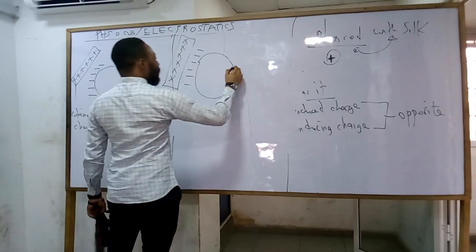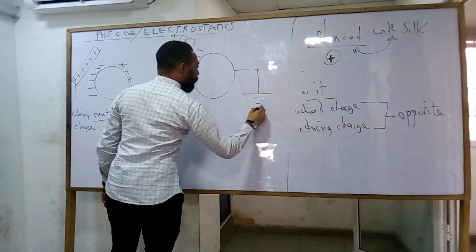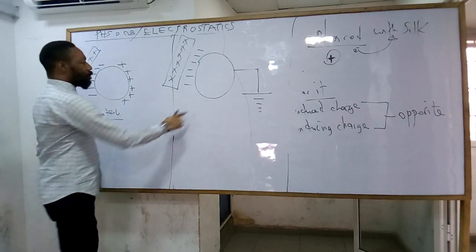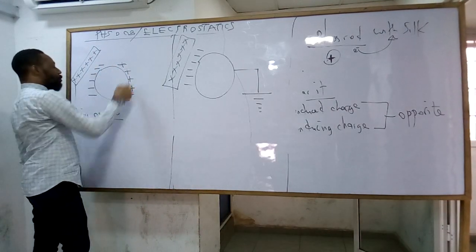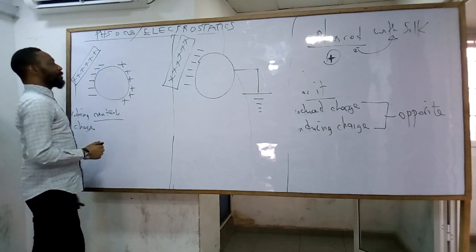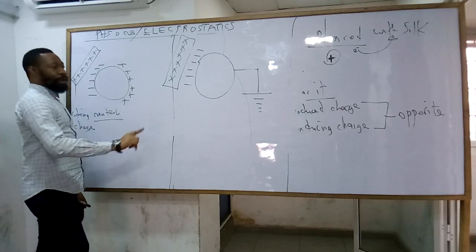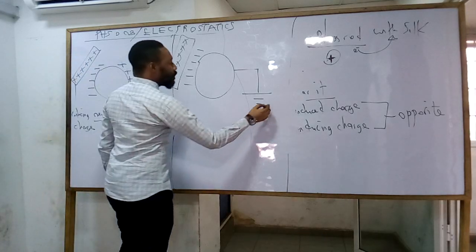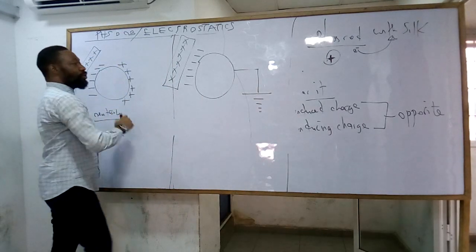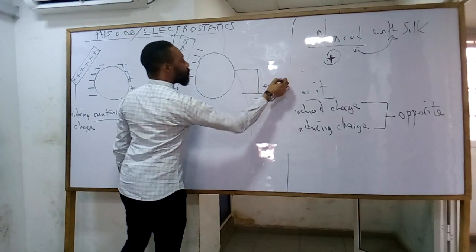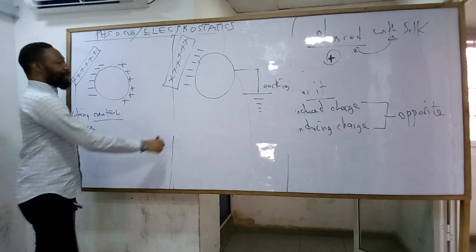Once I do earthing, remember the symbol of the earthing, it can be carried out by earthing conductors. They will ensure that the charges you don't need move away to the earth. Positive charges cannot just move to the earth. Electrons will have to move from the earth to come and neutralize the positive charge. So eventually I will not have any positive here. So this is my second step.